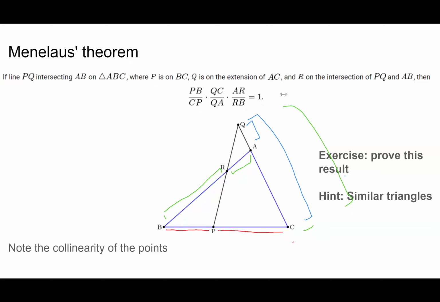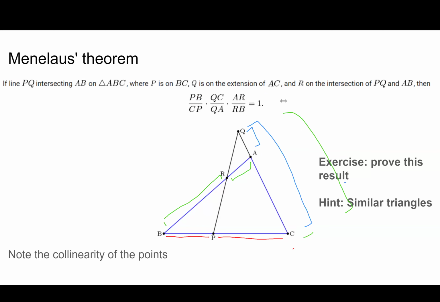Oh wait, before we do the question, can you guys try proving this theorem? So from 2 lessons ago we did similar triangles, right? So try and prove this theorem using similar triangles, because what we have here, the theorem, is ratios of lengths. And when we do ratios of lengths, we should be thinking of similar triangles. So just have a go at proving this theorem.